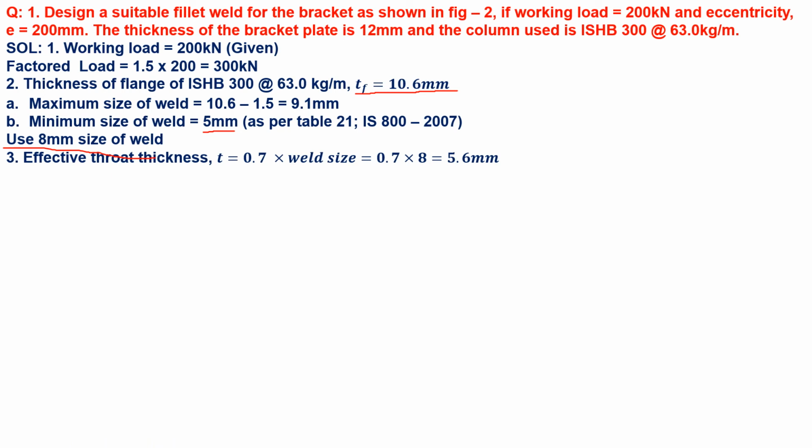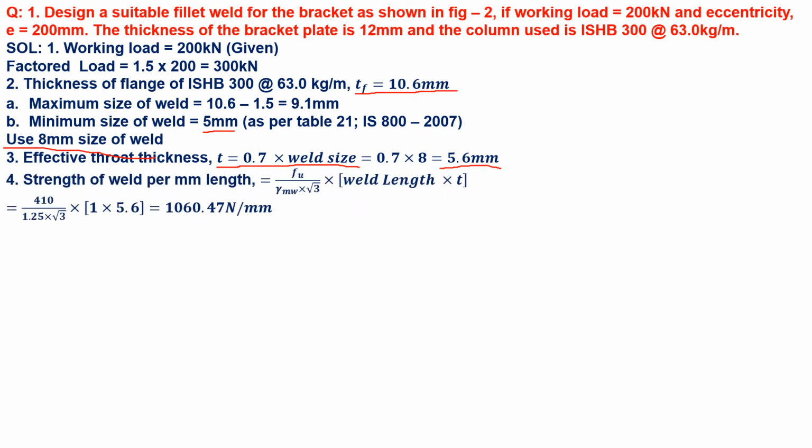In the third step, we calculate the effective throat thickness, that is t equals 0.7 into weld size. Here we assume the K value equals 0.7. Then effective throat thickness comes out to be 5.6 millimeter. In the fourth step, we calculate the strength of weld per millimeter length: design strength multiplied by area of weld, that is weld length multiplied by throat thickness. The strength of weld per mm length comes out to be 1060.47 Newton per millimeter.